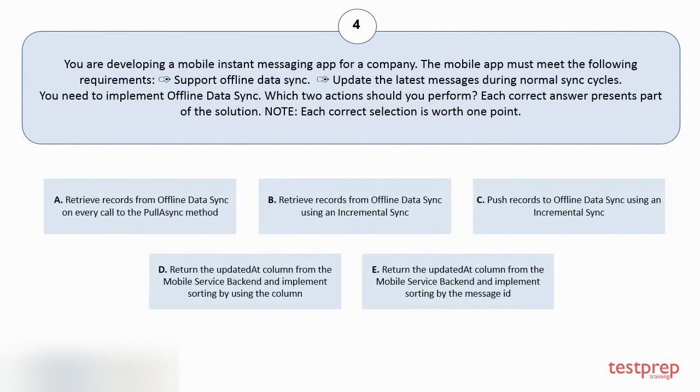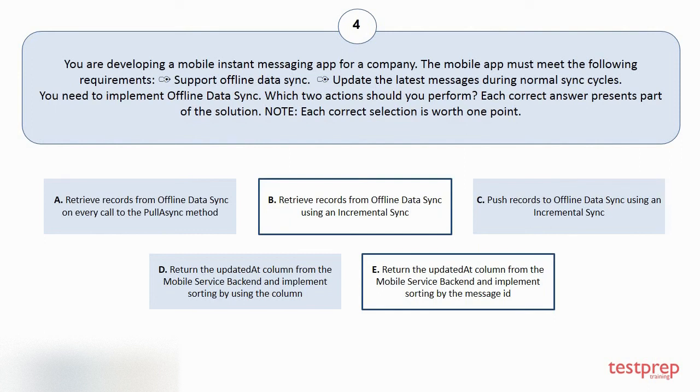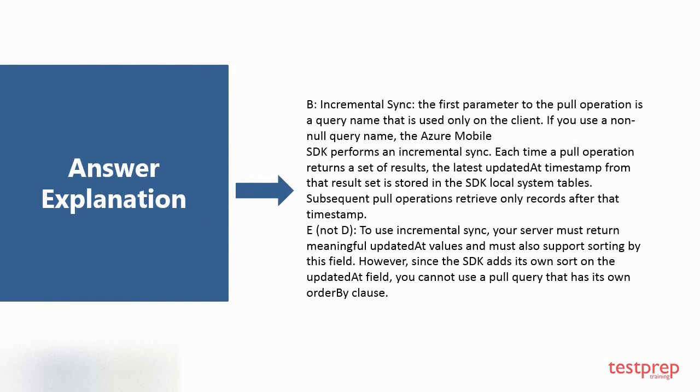Your options are. A. Retrieve records from offline data sync on every call to the pull async method. B. Retrieve records from offline data sync using an incremental sync. C. Push records to offline data sync using an incremental sync. D. Return the updated at column from the mobile service backend, and implement sorting by using the column. E. Return the updated at column from the mobile service backend, and implement sorting by the message id. The correct answers are option B and E. You can refer to the following for the explanation of the answer.